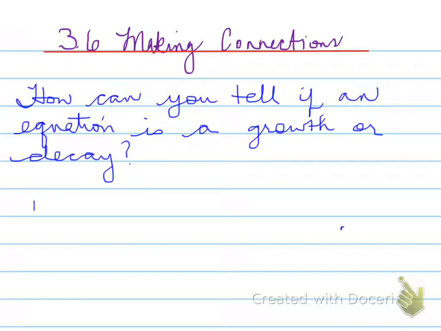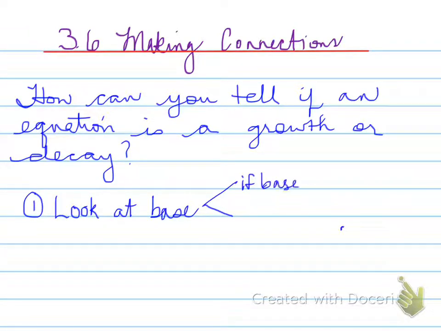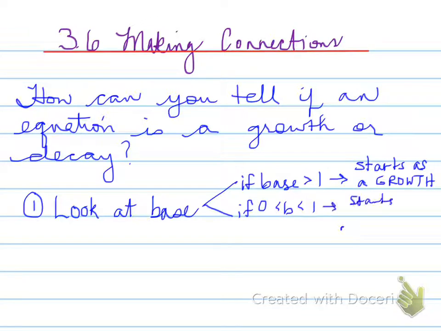So, first thing we look at is the base. If the base in that exponential function is greater than 1, the graph starts as a growth. And what do I mean by that? You'll see in a minute. Now, if the base is between 0 and 1, then we say that the graph starts off as a decay. So, if it starts off as a growth, the base is greater than 1, you should suspect that your graph is going to look something like this. And if it starts as a decay, you should suspect that your graph is going to look something like this.